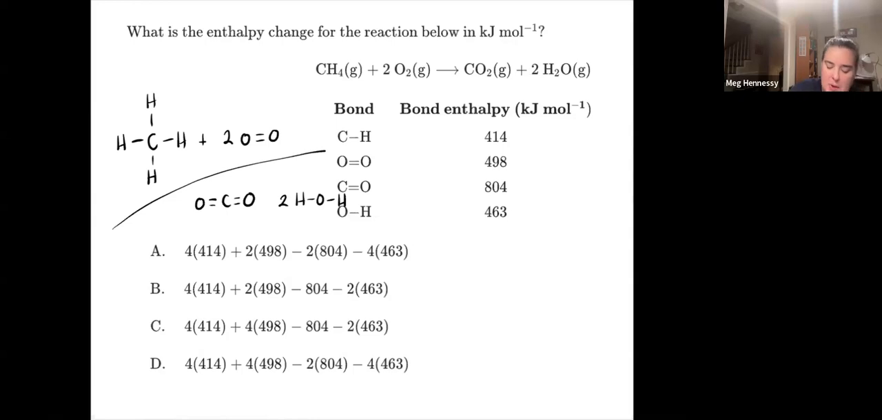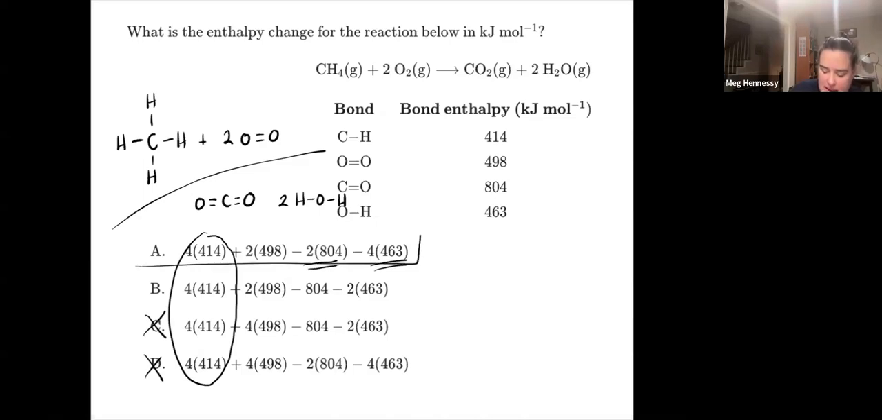Of course, the formula here is bonds broken minus bonds formed. So I'm looking for something that has 4 C-Hs. So that's all of these, plus 2 O=O double bonds, so C and D appear to be incorrect, minus 2 C=Os, minus 4 O-Hs. So definitely I agree with you that the answer has to be A. Well done.